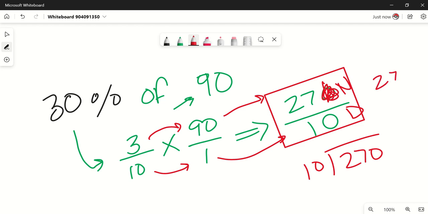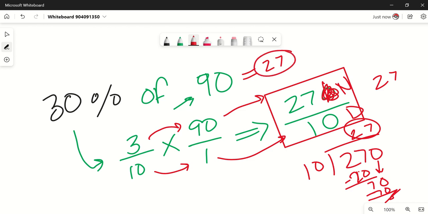If we're not sure, watch. 10 will go into 27 twice. That'll be 20. When I subtract, I have 7. Bring that down. 10 will go into 70 7 times. That's it. So 30% of 90 will equal 27. And that's how we can find a percentage of a number.